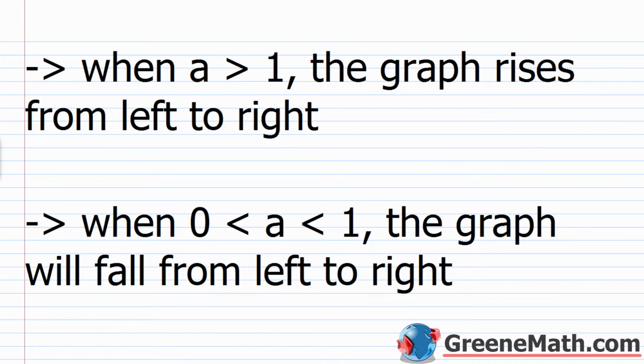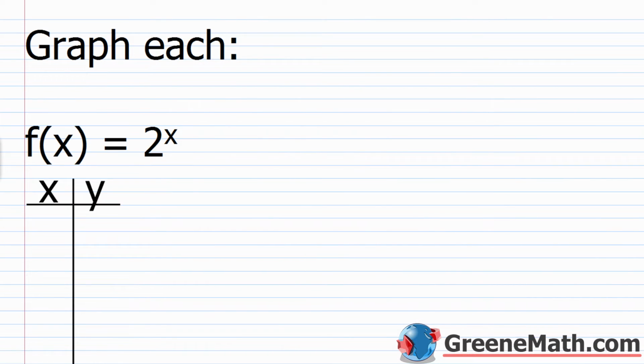All right, so when a, your base, is greater than 1, the graph rises from left to right. So you're going to see it kind of over to the left. As you come from that direction and going to the right, you're going to see it just hockey stick itself up. And you'll see an example of this in a second. Then when a is greater than 0 and less than 1, the graph will fall from left to right. So in other words, it will start out at a higher point and it will decrease as it moves to the right.